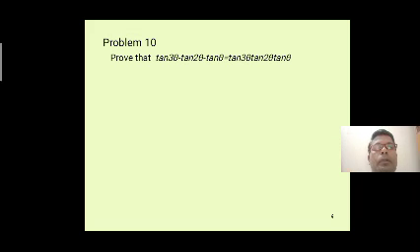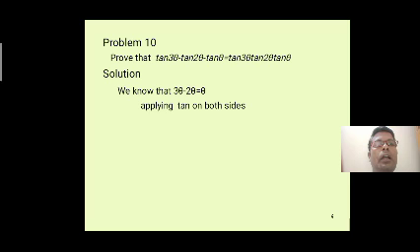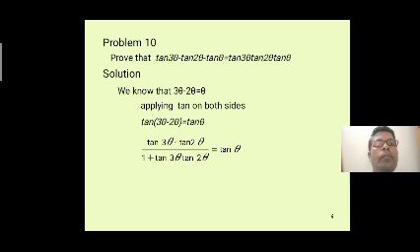Okay, now we go to problem number 10. Prove that tan 3 theta minus tan 2 theta minus tan theta equals tan 3 theta into tan 2 theta into tan theta. We know that 3 theta minus 2 theta equals theta. Applying tan on both sides, we write tan of 3 theta minus 2 theta equals tan theta. Now apply the tan of A minus B formula: tan 3 theta minus tan 2 theta divided by 1 plus tan 3 theta into tan 2 theta equals tan theta.